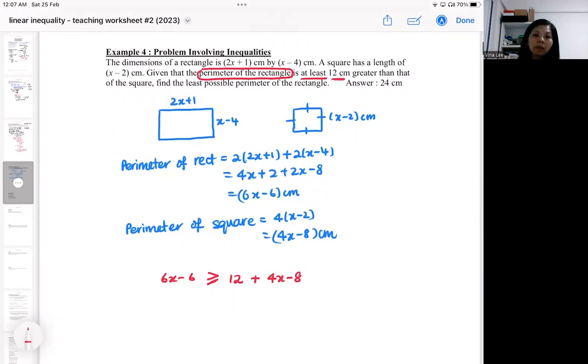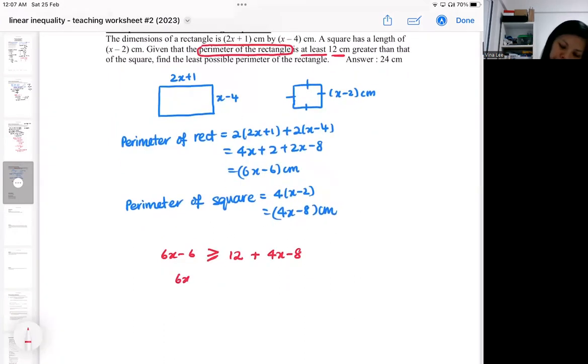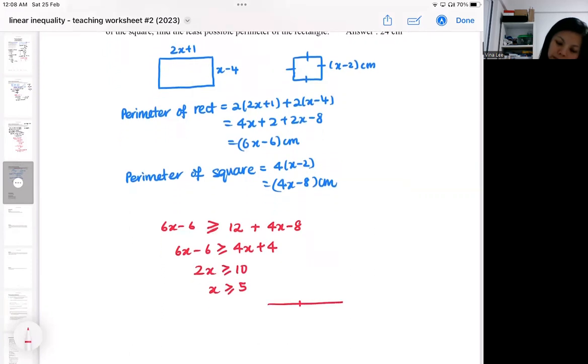So that's my translation. I translated what they say. The perimeter of the rectangle refers to 6x minus 6. Then 12 more than the perimeter of the square, so I add 12 to the perimeter of the square. And because they say at least, it should be greater or equal. From here, I simplify my algebra, like how you usually do. All the algebra on one side, all the numbers on the other side. If you draw a number line, the smallest x is actually 5.